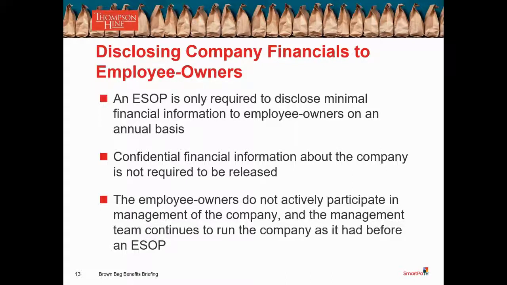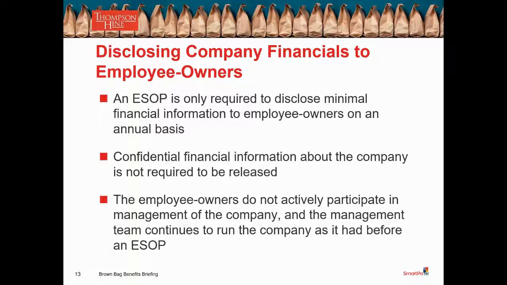So then the question becomes, okay, if we have all of these employee owners in our ESOP, what information do we have to give them? What financial information do we have to disclose to these employees? And how are they controlling our company? So an ESOP's really only required to disclose minimal financial information to employee owners on an annual basis. Like if we owned stock in Google, we don't have all of the information of what every single manager makes and all of their information on how much they pay vendors and things like that. We just have a general information overview of the company. So a company is not required to disclose all of this sensitive financial information to their employee owners.